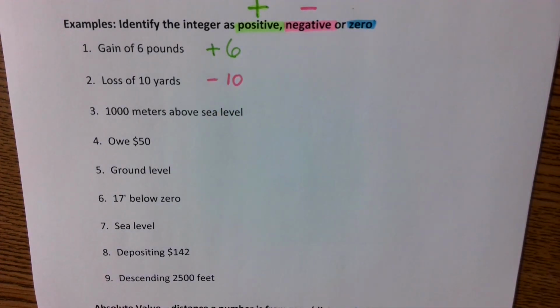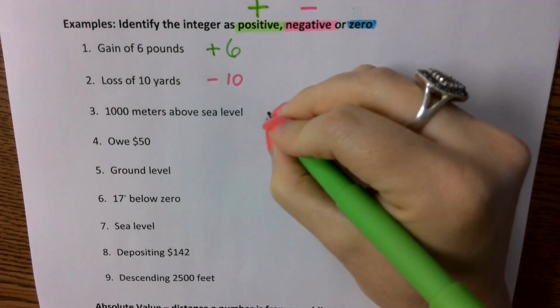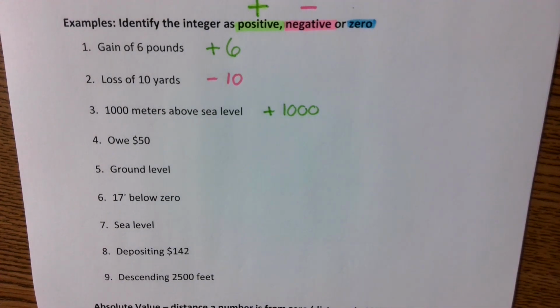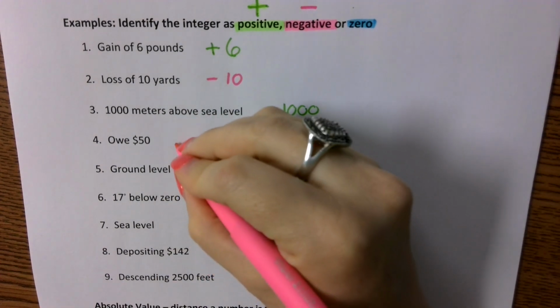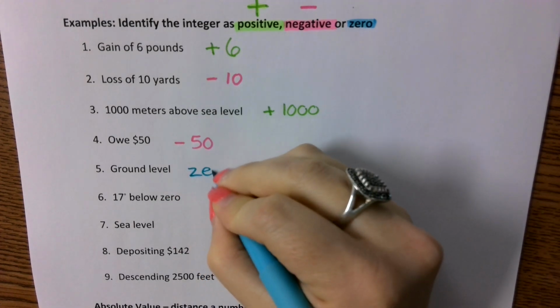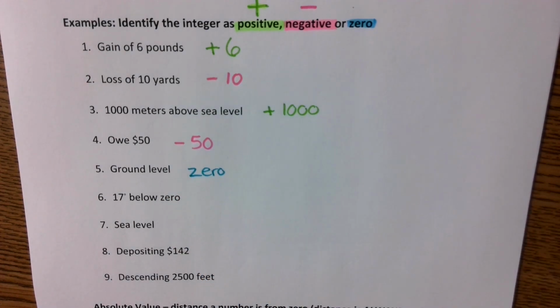What about 1,000 meters above sea level? 1,000 meters above sea level. Jean-Carlos? Plus 1,000 or positive 1,000. You owe $50. You're going to owe $50. Nahat? Negative. So we have negative 50. All right, ground level. When we say something's at ground level, what is that going to be, Noah? 0. Okay, so that is going to be smack dab in the center of everything.